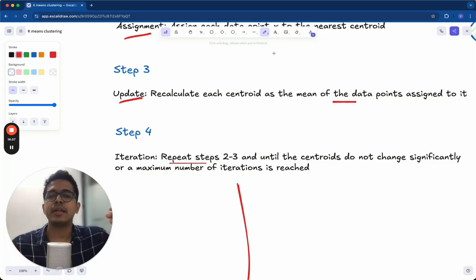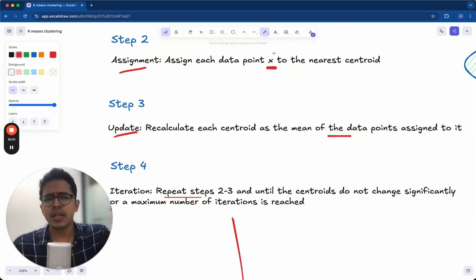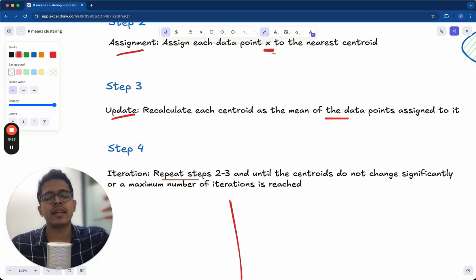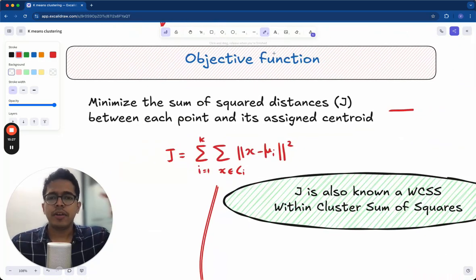So you have to repeat steps 2 and 3, which is the assignment of data points to whichever cluster is closest, and the updating of the centroid based on the newly assigned data points. These two steps you have to keep on repeating until there is no significant change happening, or until a maximum number of iterations is reached. You can say that you are comfortable with 1,000 iterations, or you can stop whenever the centroids are not moving significantly. Now, what are we optimizing here?